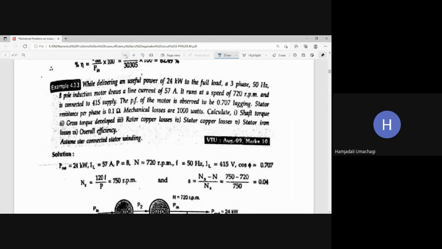The given problem statement is: while delivering a useful power of 24 kilowatt at full load, a three-phase 50 Hz 8-pole induction motor draws a line current of 57 ampere. It runs at a speed of 720 rpm and is connected to a 415 volt supply. The power factor of the motor is observed to be 0.707 lagging. Then the stator resistance per phase is 0.1 ohms. Mechanical losses are 1000 watts, that is 1 kilowatt.